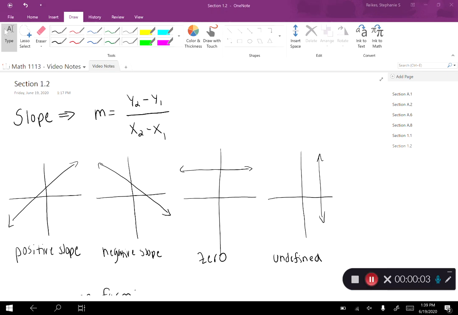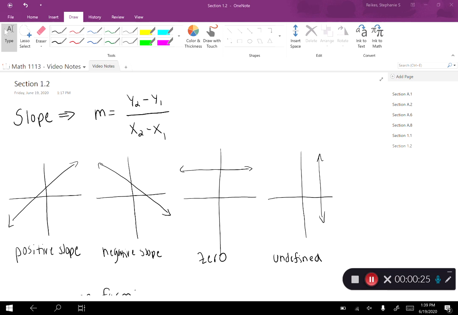Section 1.2 is all about lines. The slope of a line is denoted by the letter m, which is equal to y2 minus y1 divided by x2 minus x1. In other words, it's the rise over run, or the change in y divided by the change in x.